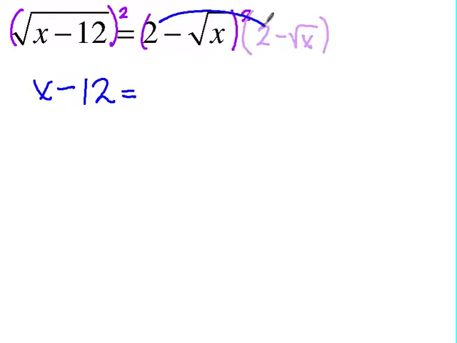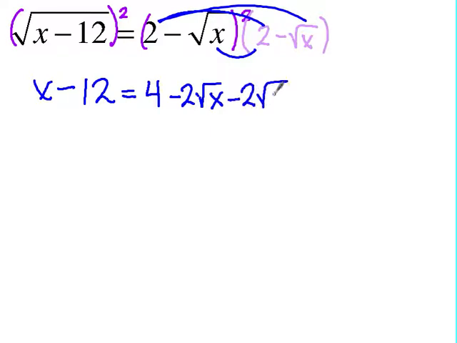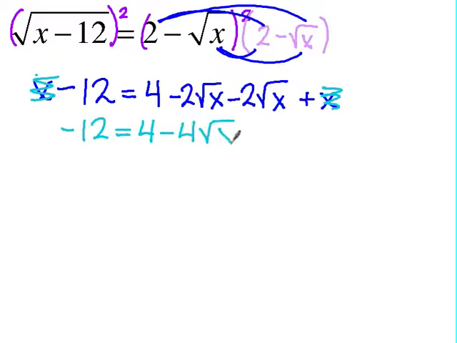So I'm going to take 2 times 2 and get 4. I'm going to take 2 times negative root x and get negative 2 root x. I'm going to take negative root x times 2, negative 2 root x. And then negative root x times negative root x, which is positive x. Okay. Now notice I've got an x on each side, right? So really, I can cancel those out. So now I have negative 12 equals 4 minus 4 root x.